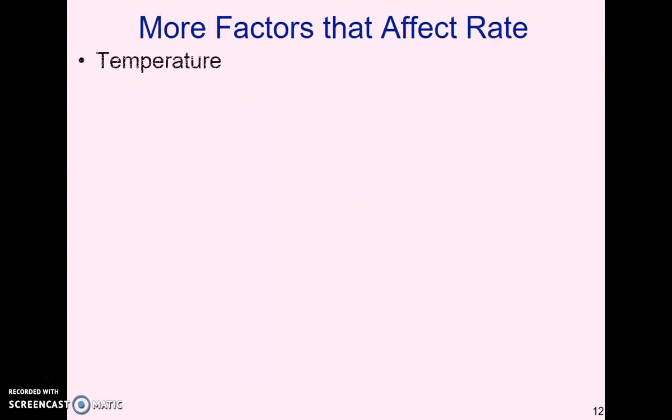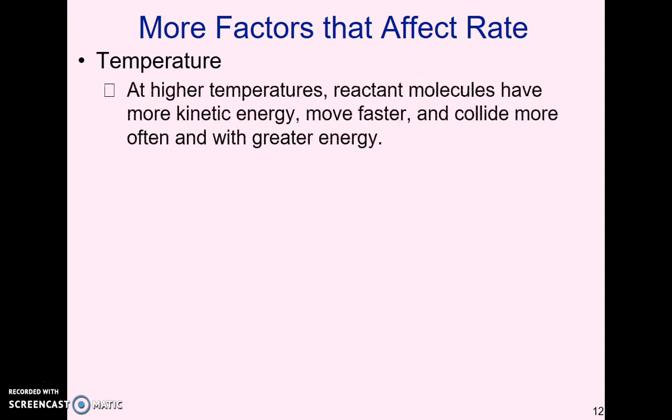So the two other factors that affect reaction rate: one is temperature. In AP Bio, we talked about this extensively, how temperature affects reaction rate when we were talking about enzymes. At high temperatures, reactant molecules have more kinetic energy. Therefore, they move faster, and if they move faster, they collide more. They also collide with greater energy. So you're more likely to have more collisions and also more effective collisions because the molecules themselves have greater energy.